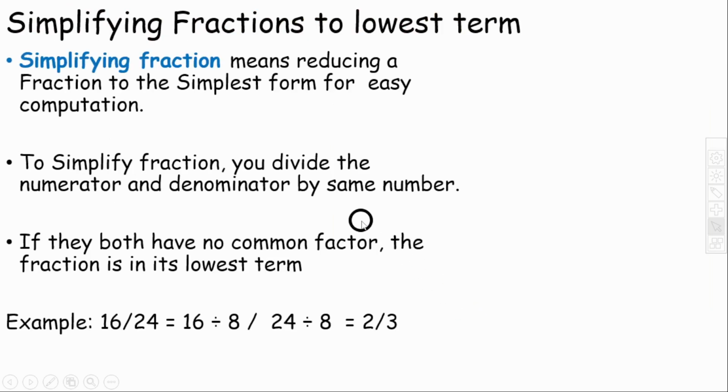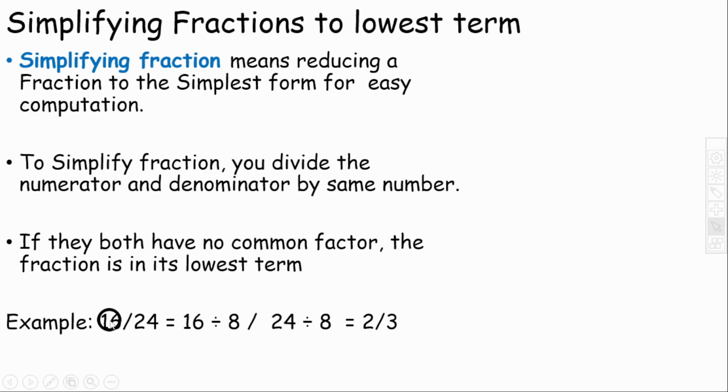So now let's get back to the topic of today, simplifying fractions to lowest term. Simplifying fractions simply means reducing a fraction to the simplest form for easy computation. To simplify fractions, you divide the numerator and the denominator by the same number, or a factor that is common to both the numerator and the denominator. If they have no common factor, then the fraction is in its lowest term.